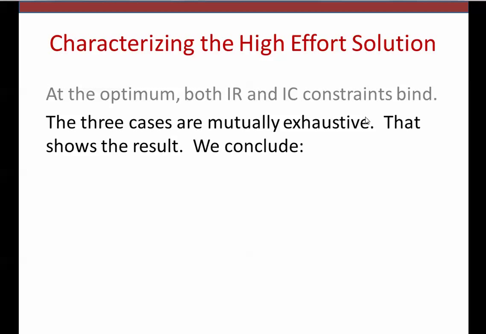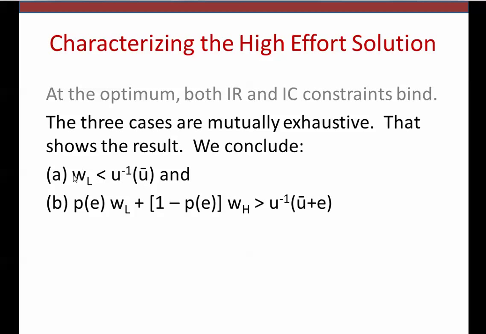and that is it. So now we can draw our conclusions. First, WL has to be less than the certainty equivalent of the outside option, because if WL was equal to or greater than this, then by not taking high effort, the agent could do better than the outside option, but we said the agent does just as well as the outside option, so this must be true.